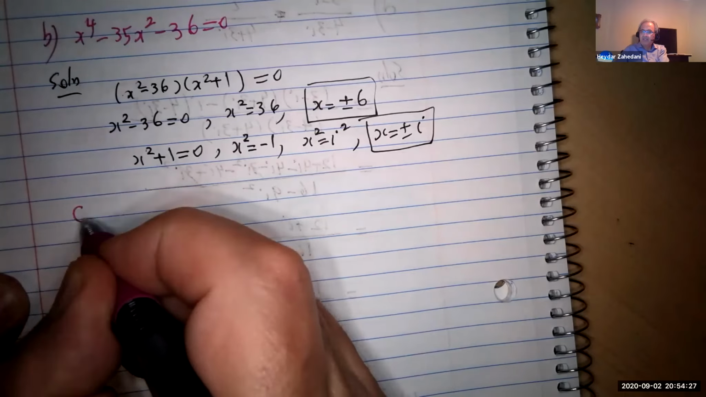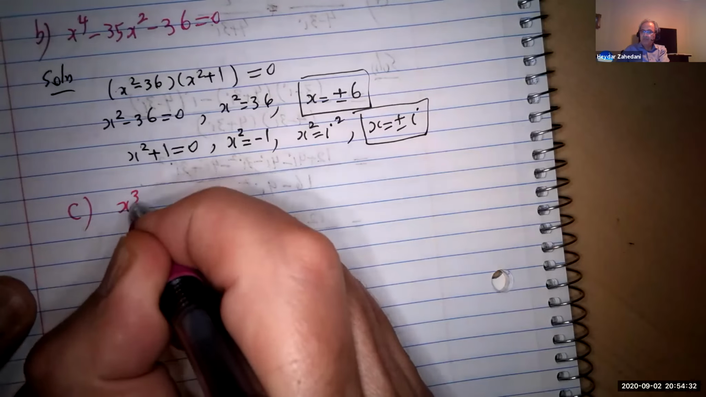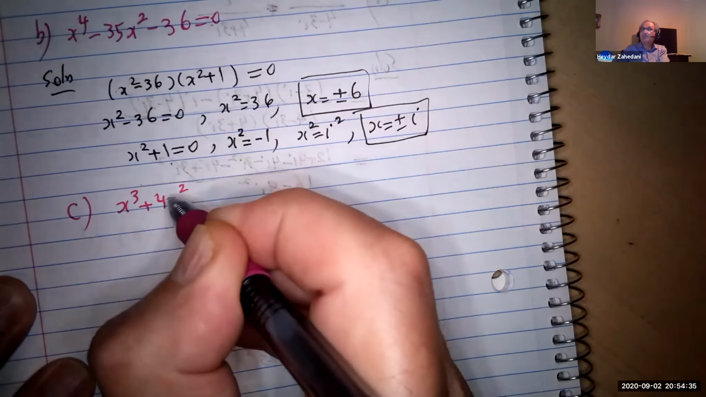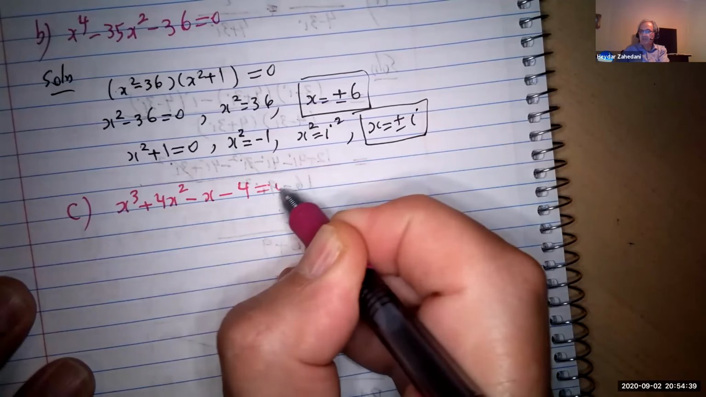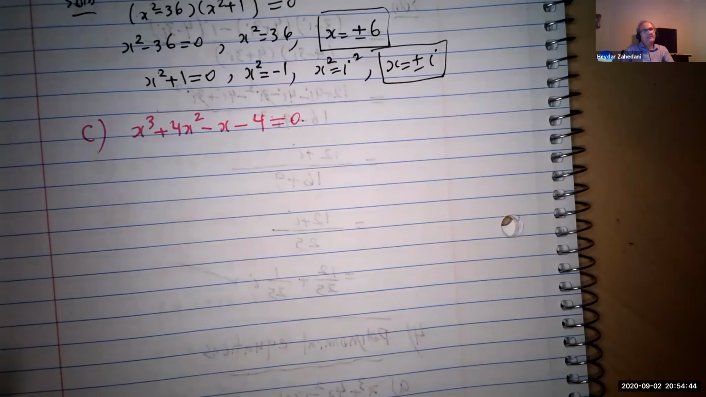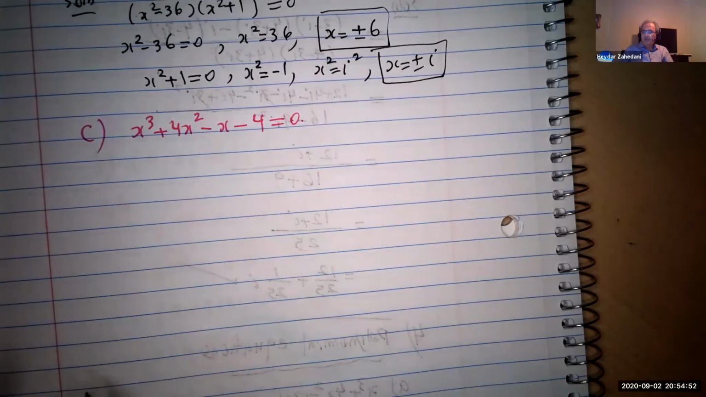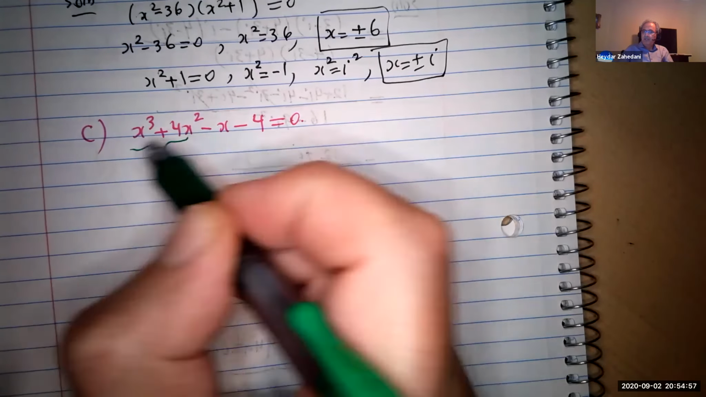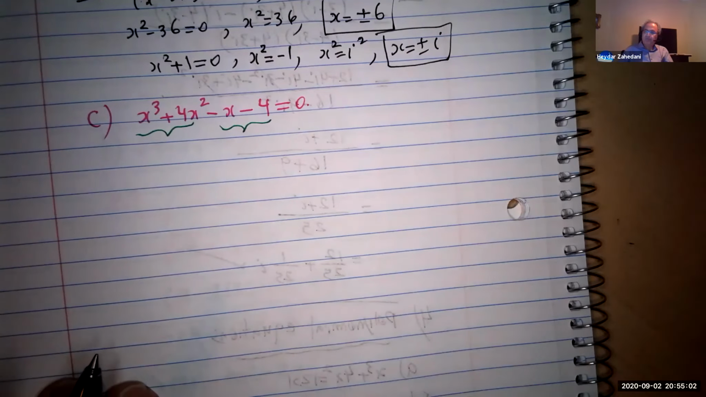The case C is the one where you have to use the grouping method. So that would be x cubed plus 4x squared minus x minus 4 equal to 0. Cubic equation. Okay, you try the common factors. There is none. You cannot pull out the x. So you try to group them. So you group these two and these two together to see if you can make a new group.